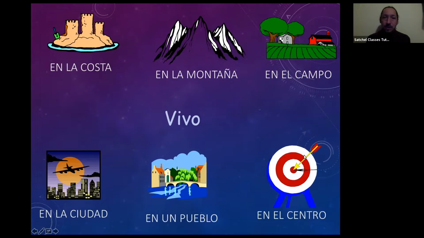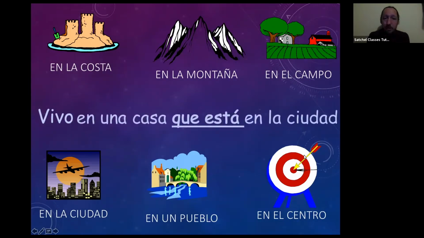Now, these are locations. You can easily use them to describe where you live even more. So don't just say, I live in a house. Say where the house is located. So for instance, vivo en una casa que está en la ciudad. Now, I have underlined this section here, this que está, because it's really important to remember that the more complex sentences you use, the better. So for instance, here, I live in a house that is in the city. And that shows that you're using sentences within another sentence. And that's really important. And you're using a connector, which is que.